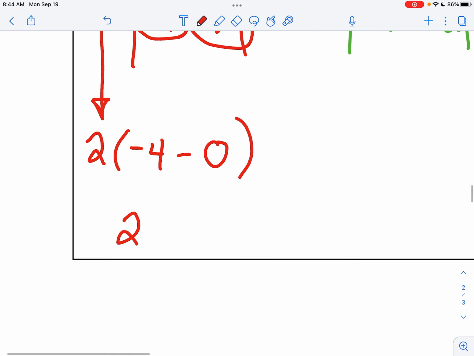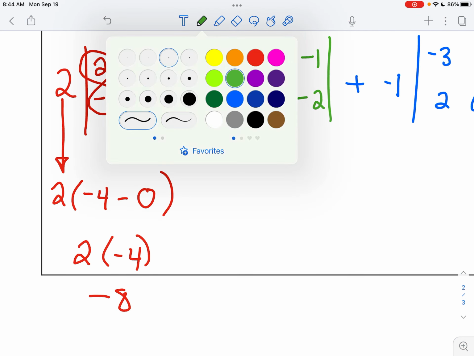So it's going to be 2 times, what's negative 4 minus 0? Just negative 4. And what's 2 times negative 4? Negative 8. So you solved the first element, like when you broke it down by using expansion of minors. So now we'll do the negative 3.